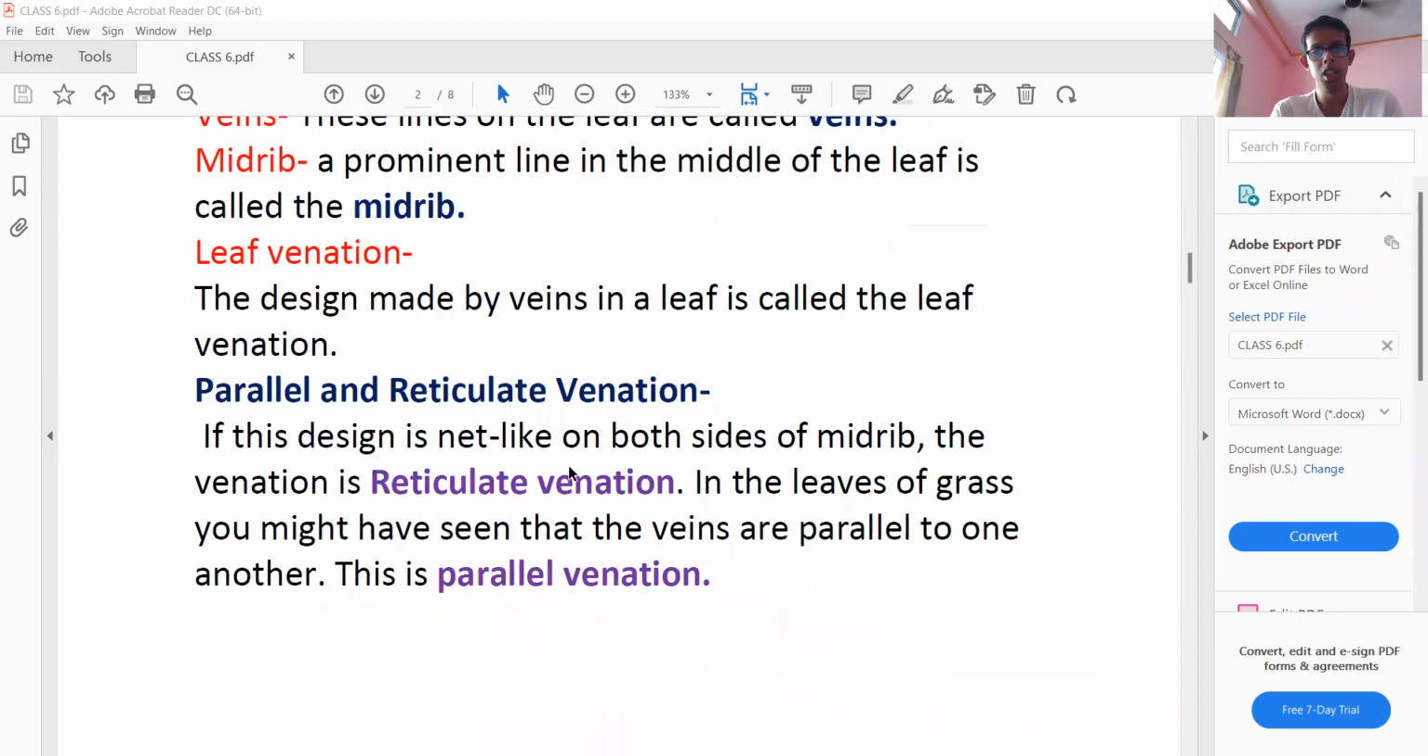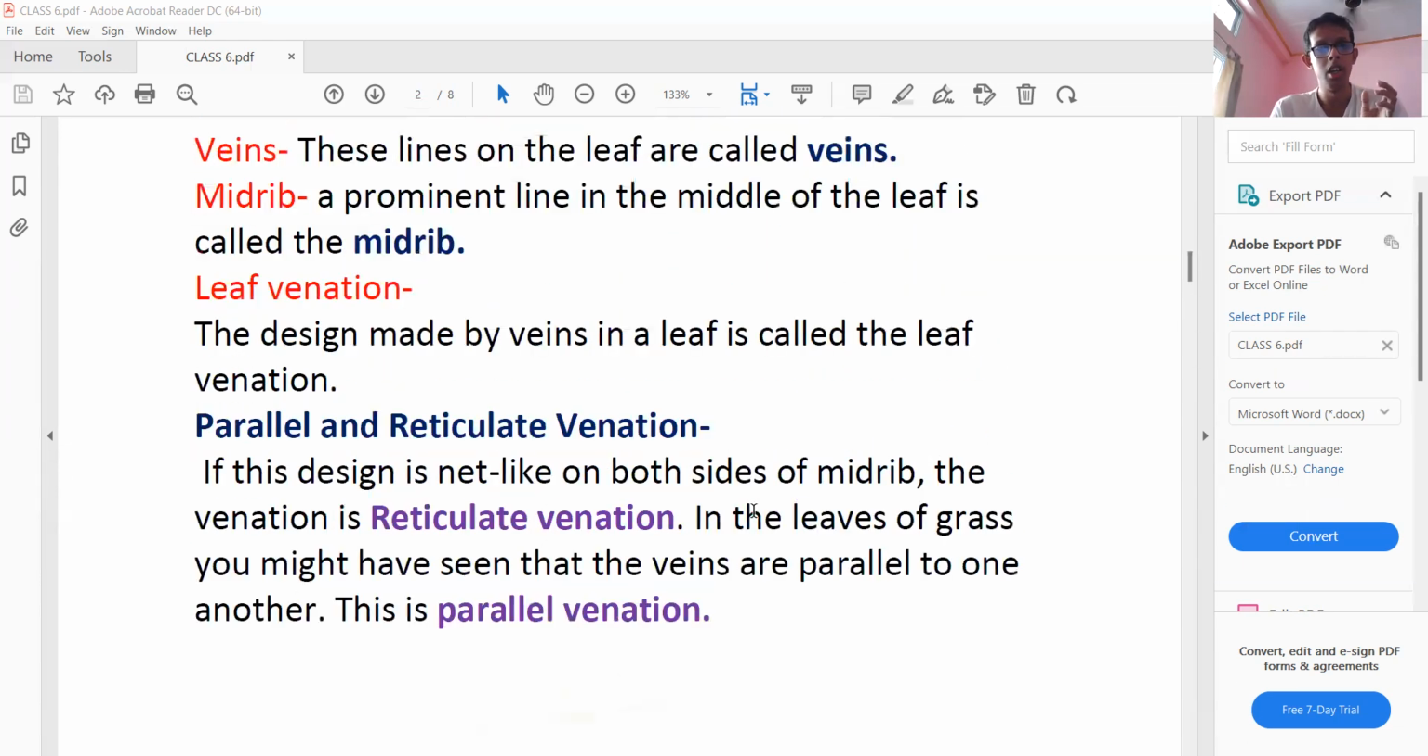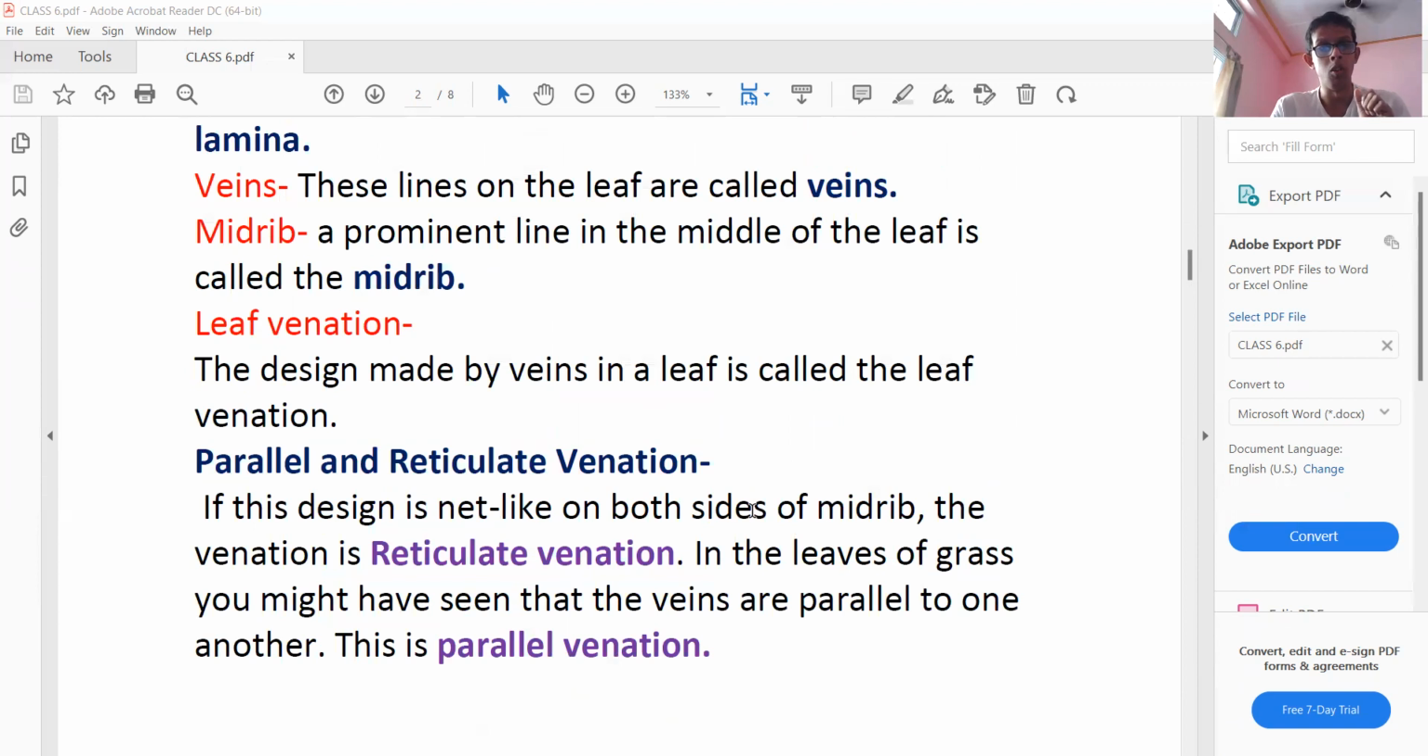Next, what are veins? The various lines on the leaf, these are called the veins. What is midrib? The broad green line in the middle. This one is called the midrib. Okay. Okay. What is now leaf venation? You must have noticed patterns made on the leaf. These patterns are made by veins.